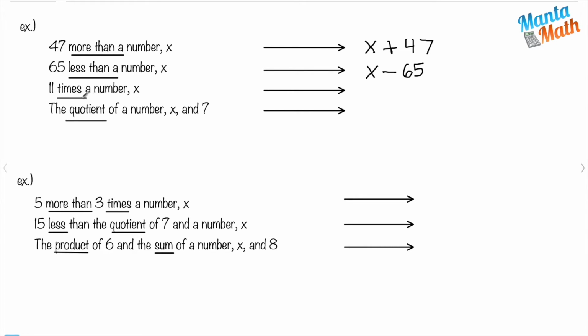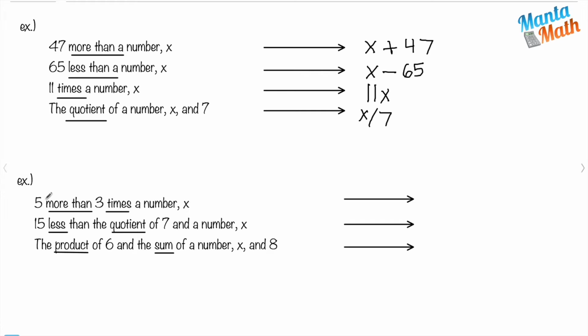The third one says 11 times a number x. Times is another indication of multiply, and you're just going to put 11x. Simple as that. The last one says the quotient of a number x and 7. Quotient is another way of saying divided by, and so you're going to take your number and divide it by 7. Then you get into a mixture of operations.